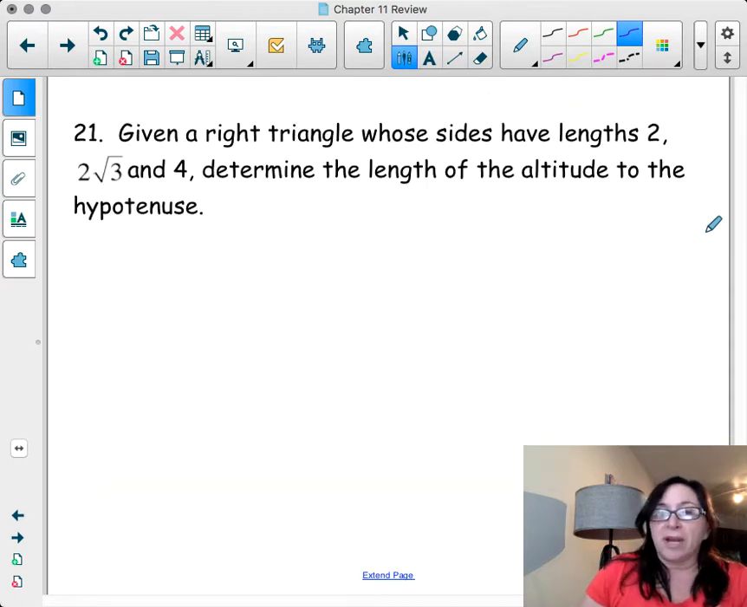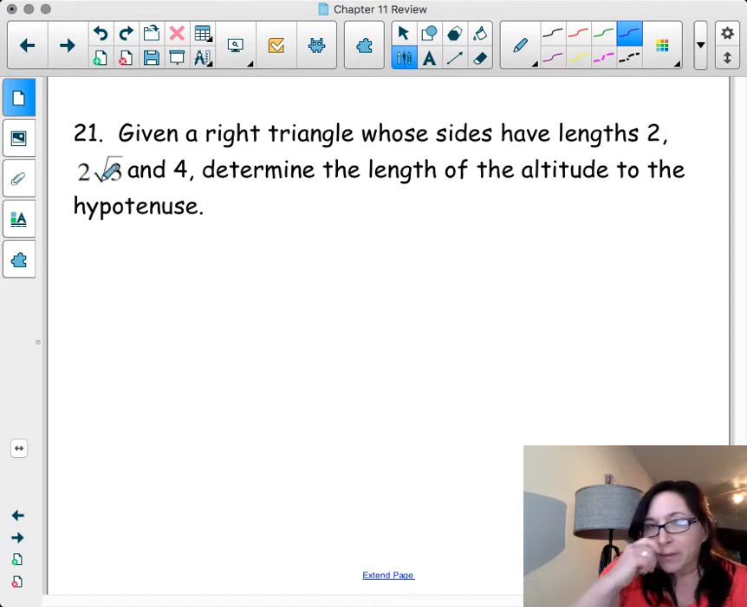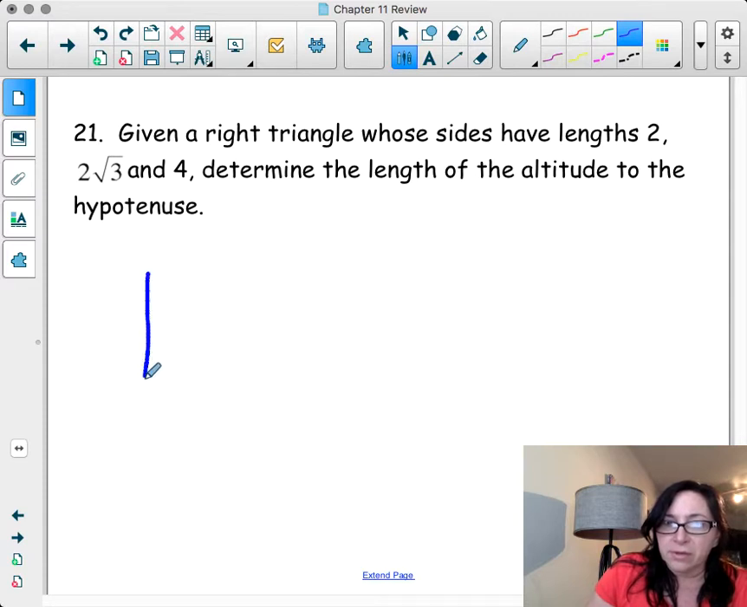Okay. Given a right triangle whose sides have length 2, root 3, and 4, determine the length of the altitude to the hypotenuse. So, okay, so here's our triangle. Oh, it's a right triangle.